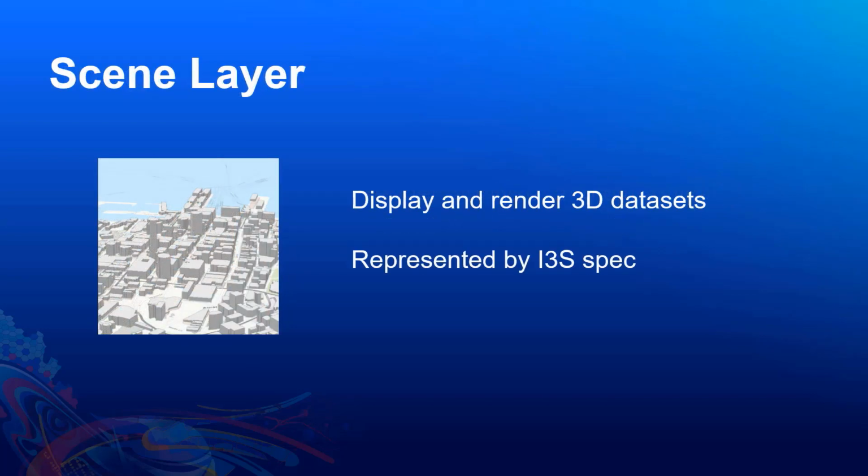We have the scene layers, which enable you to display and render 3D data sets, which are optimized for displaying large amounts of 3D data in a scene. The scene layers display one of 5 data types. So there's points, point cloud, 3D objects, building, or an integrated mesh, all of which are then represented by the indexed 3D scene layer or I3S specification. And scene layers are cached when you share to the web to help improve the drawing performance. But as an option, when you have a hosted feature layer that's associated with the scene layer, you can edit the feature data and keep the scene layer in sync with those changes.